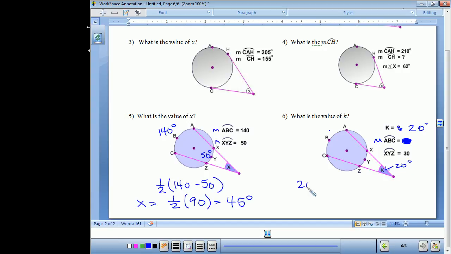So this time we'd say 20 is equal to 1/2 X, x, y, whatever you want to use, minus 30. So if we multiply by 2 to get rid of our fraction, then we get 40 equals y minus 30. I was trying to give you the answer. I'd already done it in my head. Sorry. 40 equals y minus 30. So we add 30 to both sides, and what's the answer? 70. So 70 equals the measure of arc ABC.